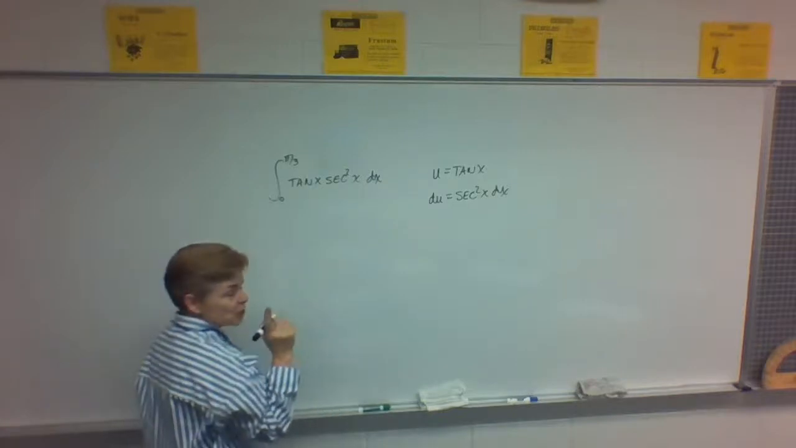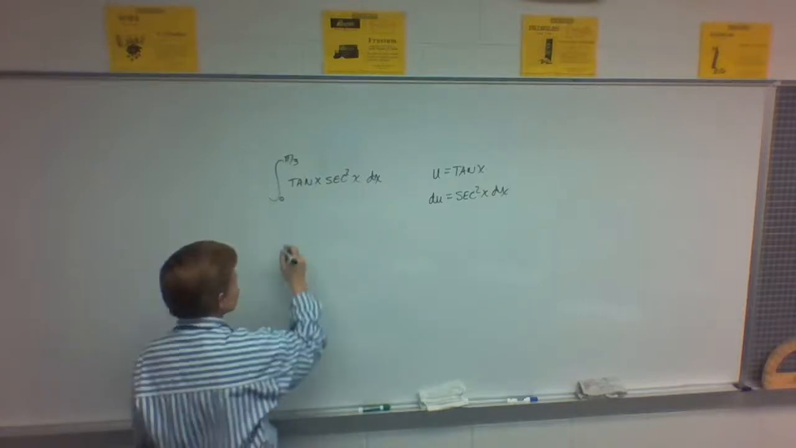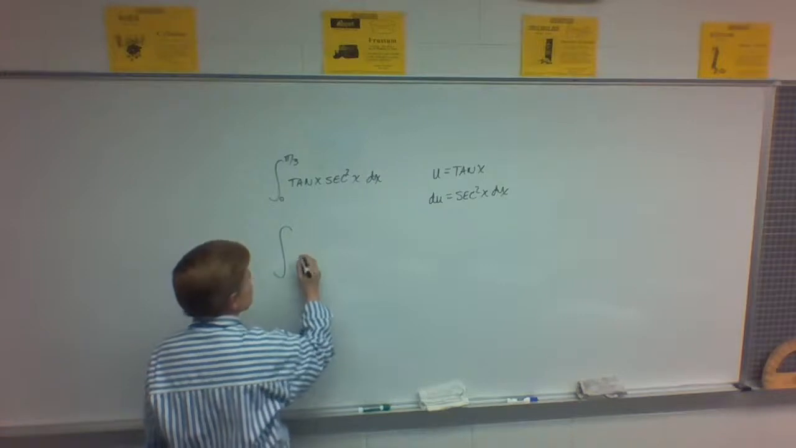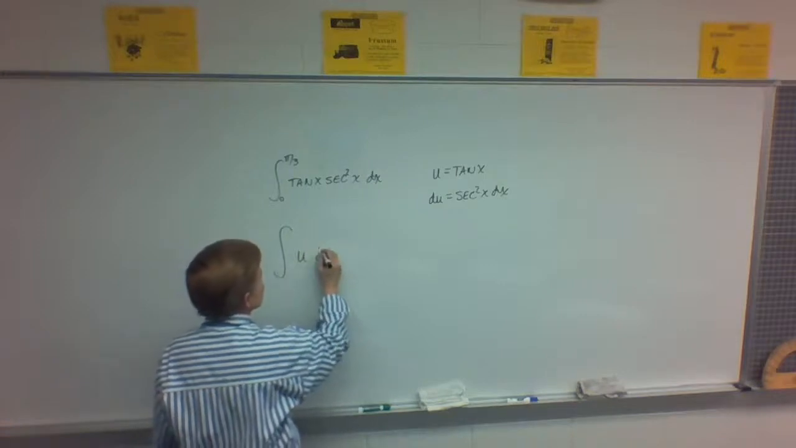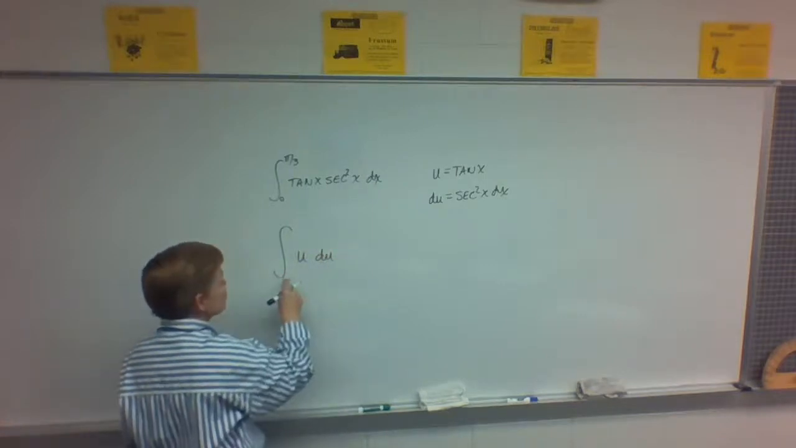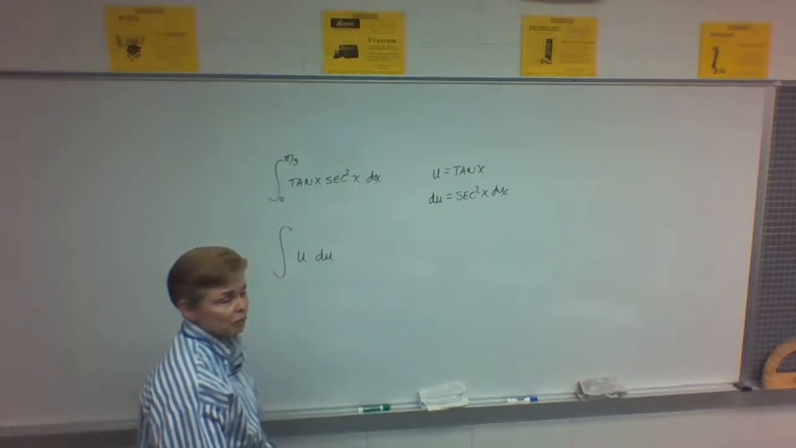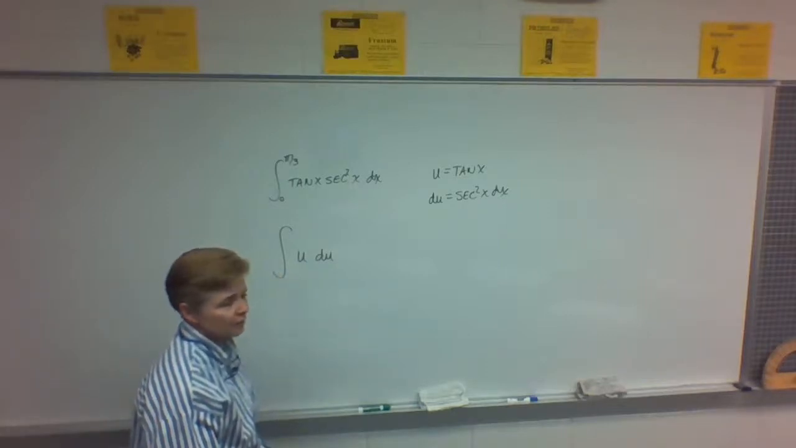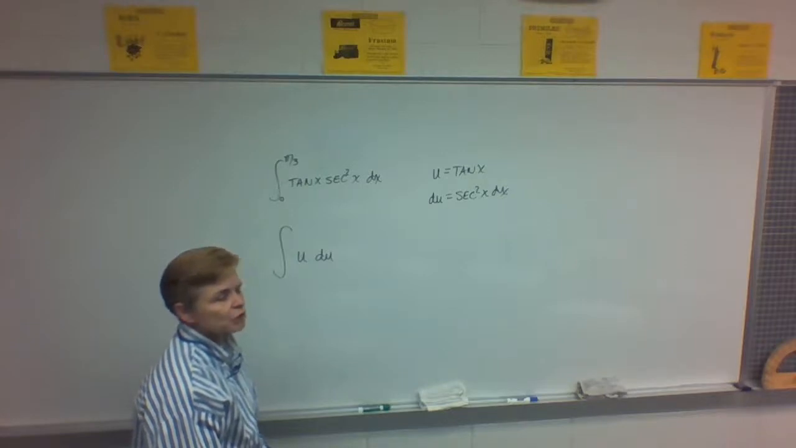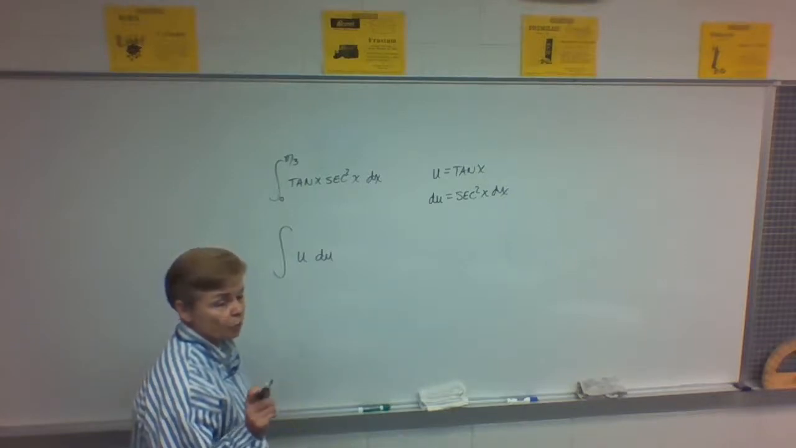However, there's a problem, folks. When you write that down with the u substitution, we have u du. This is no longer 0 to pi thirds. We've changed variables, so we've changed what we're doing. It's not 0 to pi thirds anymore. It's x to u. Let me show you two ways to handle it. You're going to have to know how to do both ways.